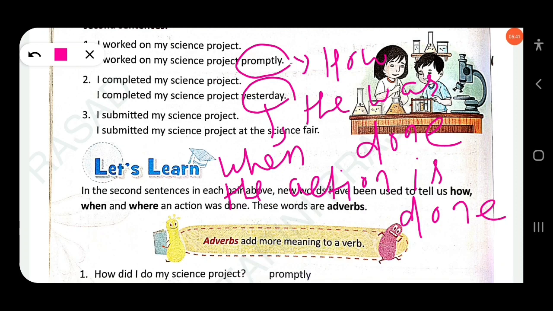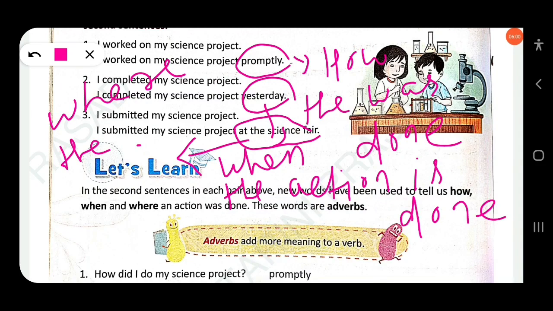Then next, I submitted my science project. I submitted my science project at the science fair. Where did you submit your science project? I submitted my science project at the science fair. Do you know? Here it tells where the work was done.